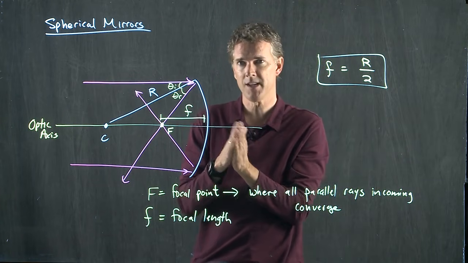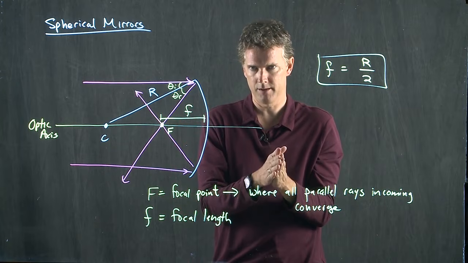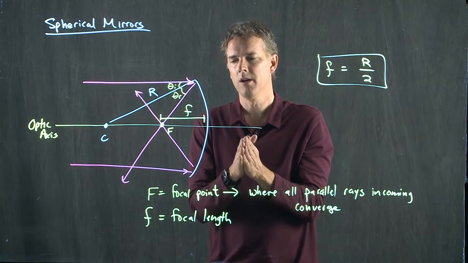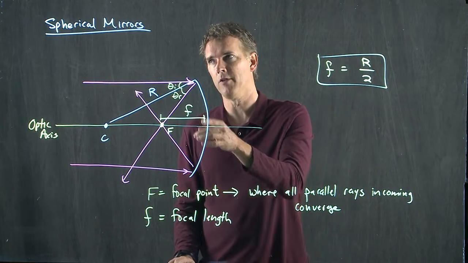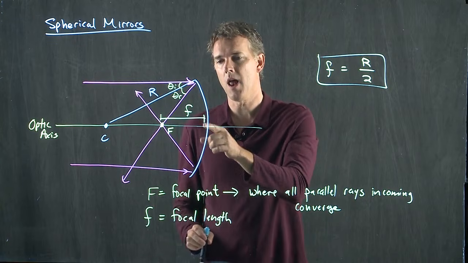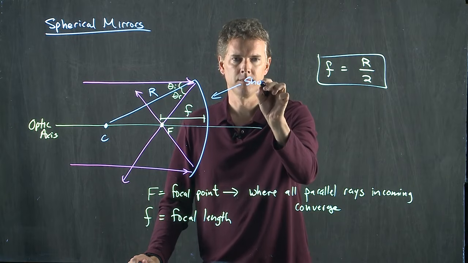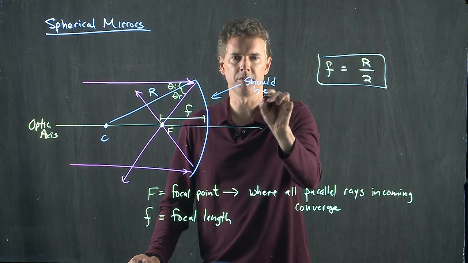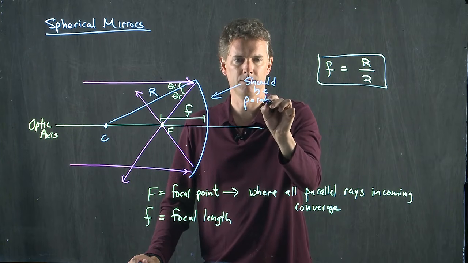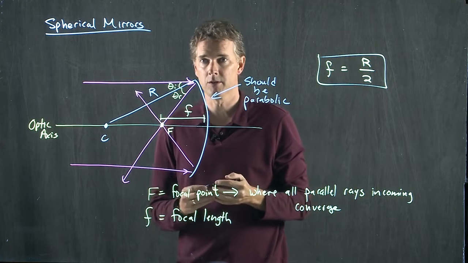But if the mirror is not quite perfect, if the mirror, in fact, is made from a sphere, not a parabola, then it suffers from something called spherical aberration.